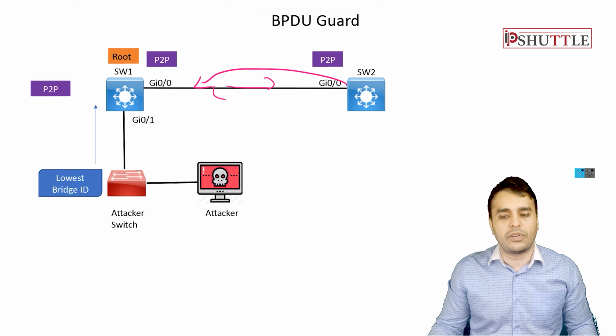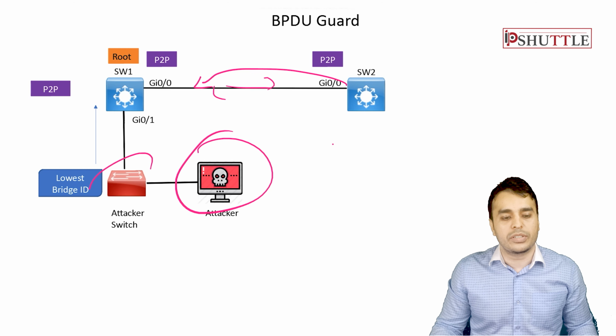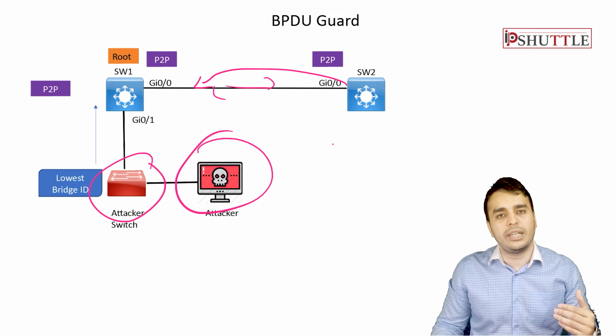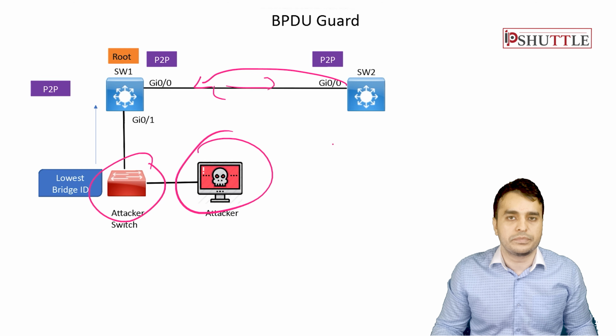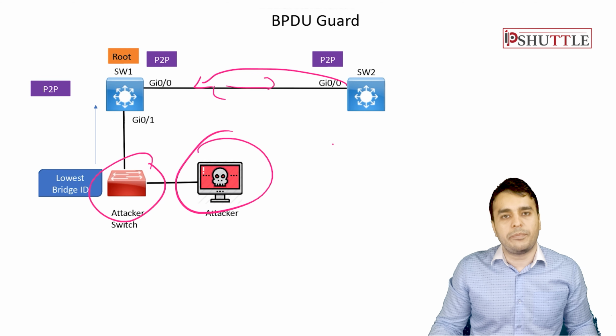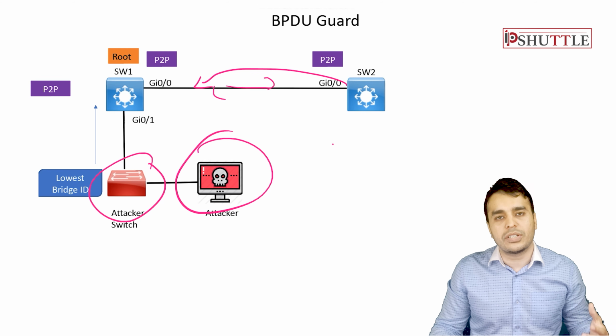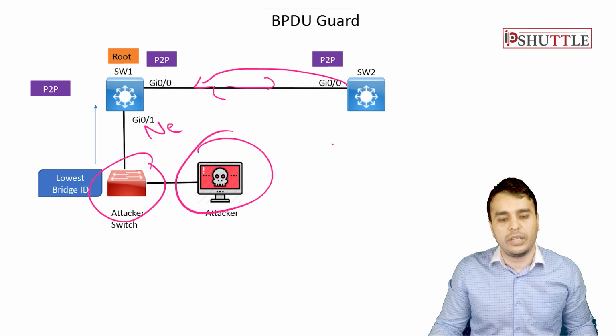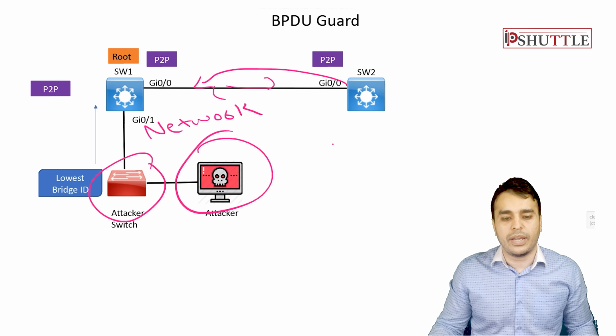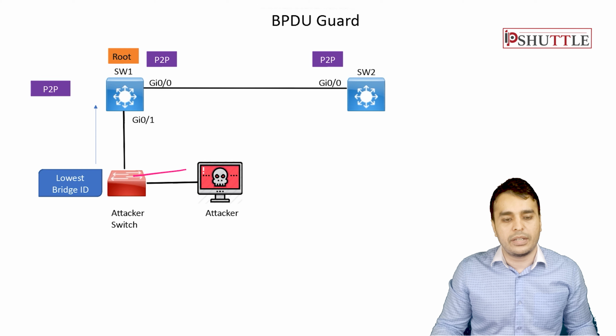Suddenly someone comes from nowhere, an attacker connects a rogue switch and provides the lowest bridge ID and introduces it into the network. What's going to happen? This whole spanning tree topology will be reconverged. The election will start, since there is a network change here. It will send its lowest bridge ID to switch 1, the convergence will happen, and this switch will become root in that case.